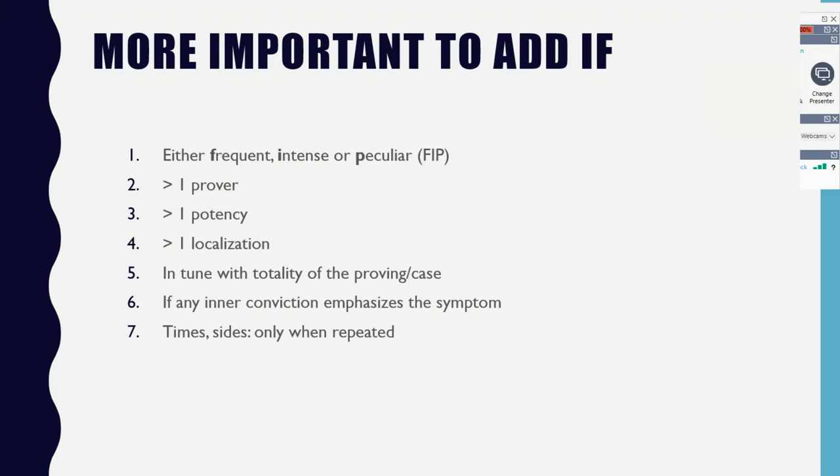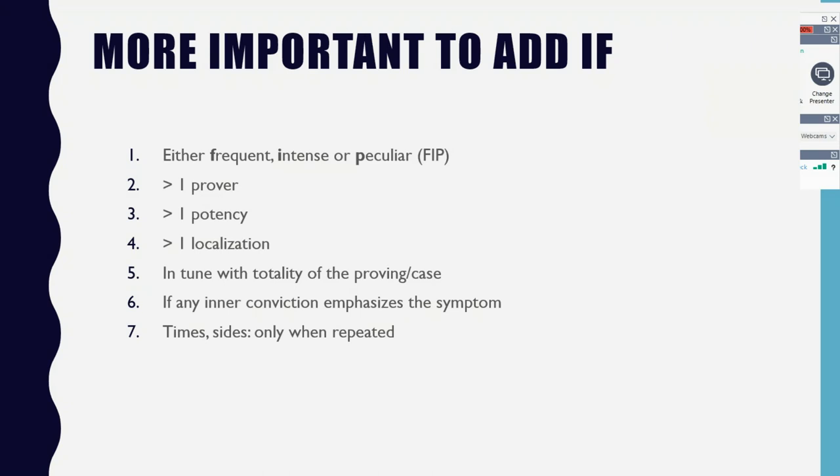Six is the inner conviction of the proving director or the proving subject. They say, this is a symptom that I feel, this sensation, this dream, this pain, this whatever is really important. I feel it really expresses the remedy. So inner conviction may play a role. And then at last, there is a no. All these are do's. There is one don't.